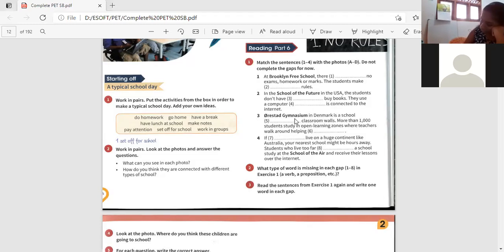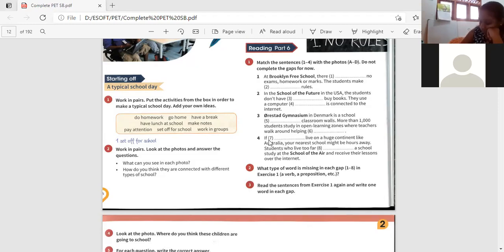Then, the gymnasium in Denmark is a school without classroom walls. More than 1,000 students study in open learning zones where teachers walk around helping them. Very good. Fourth one.